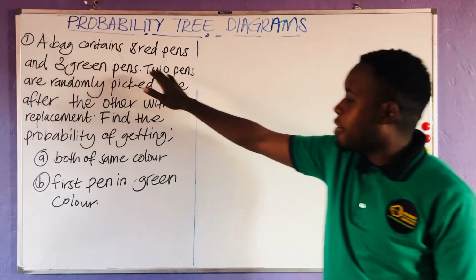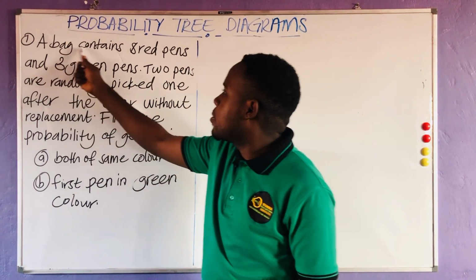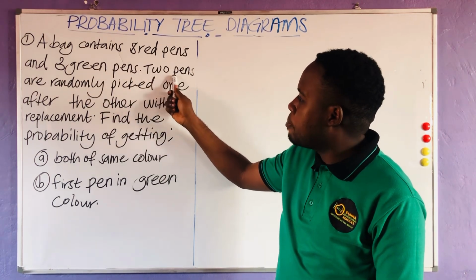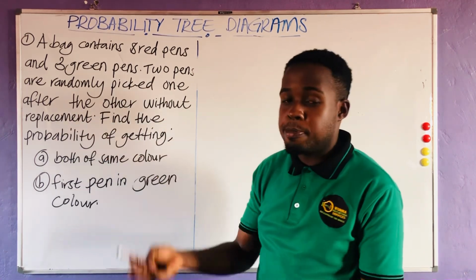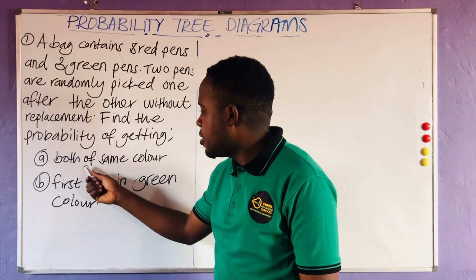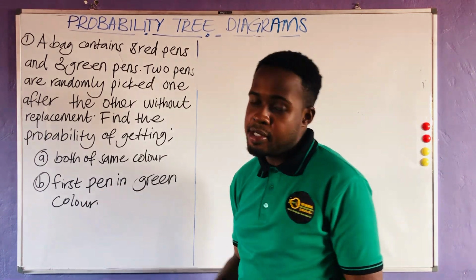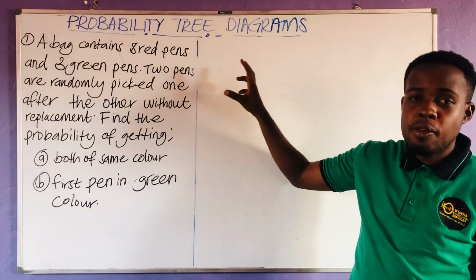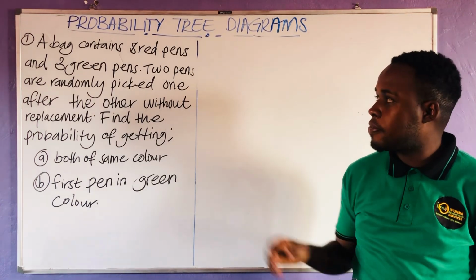So I've given you an example here. Let us try to go through it. This example says that a bag contains 8 red pens and 3 green pens. They are saying that 2 pens are randomly picked, one after the other without replacement. Someone is picking pens from this bag. Find the probability of getting both pens of the same color, then the probability also of the first pen being green in color. So now, we are going to first draw the probability tree to try and see our total outcomes in this scenario.